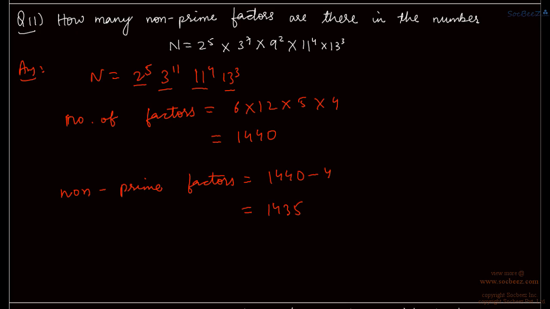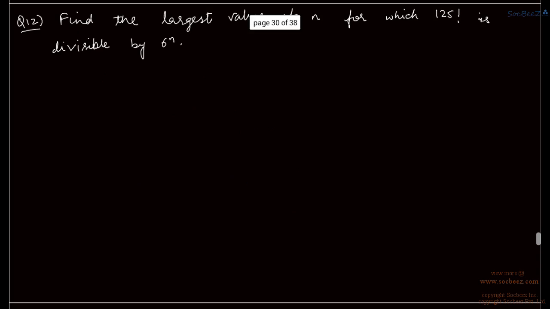This is a very simple step which sometimes may confuse you. Now the prime factors actually can only be these 4 numbers, right? Every time you take the next exponent, that will give you some composite number, some term which will have this prime number as its factor and hence cannot be prime. Right? So non-prime factors is 1440 minus 4 only. Sorry, that is 1436. So these many non-prime factors exist.